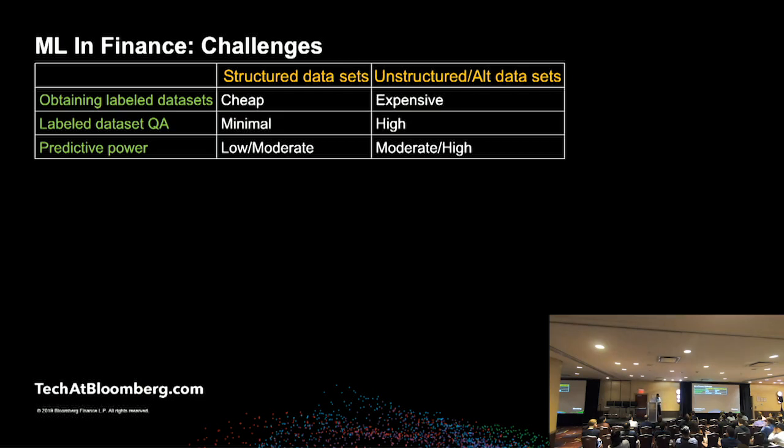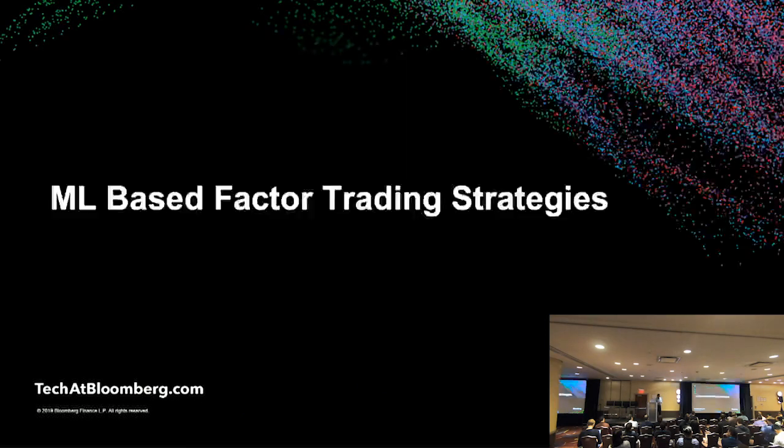When it comes to predictive power, the models which are built on financial time series tend to have low to moderate predictive power. The main reason is financial time series are notoriously non-stationary. So the distributions are constantly changing, and models which are trained using historical datasets may not generalize well when deployed in the future on the test datasets. So let's now look at some use cases.